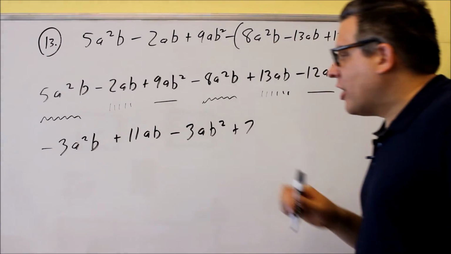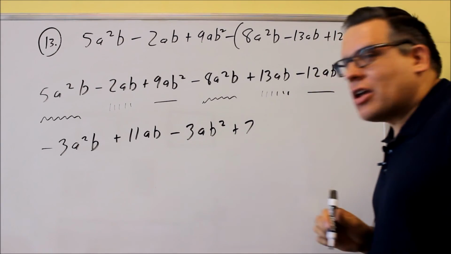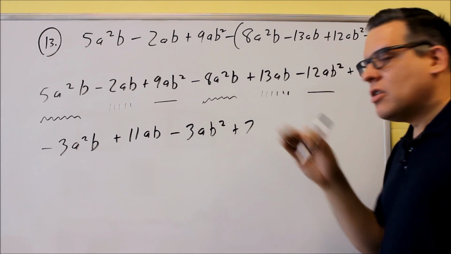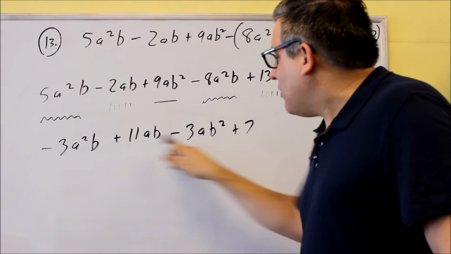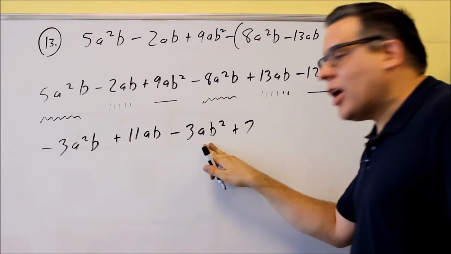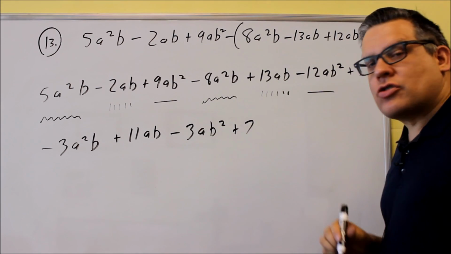So this will be your final answer. Don't worry about writing descending powers here if you have different variables. I'll take this written in any order. Be really careful that you don't combine these two together. Again, these last two you can't combine because you have different powers on both of those. So this is as far as you can go with your answer.